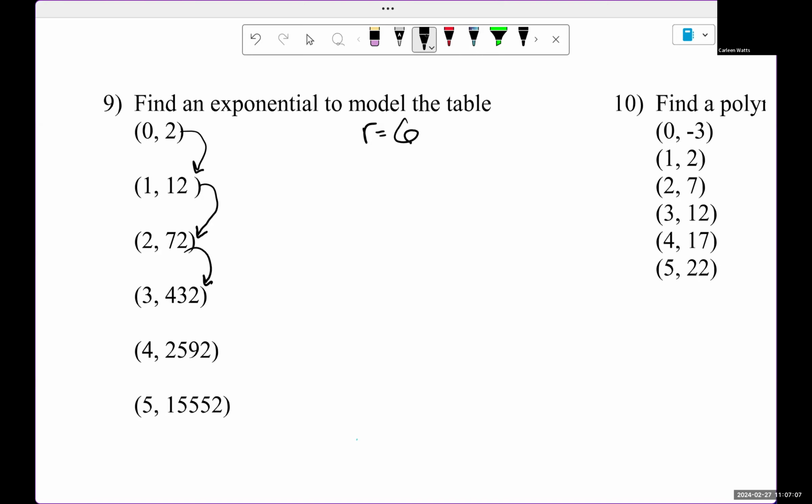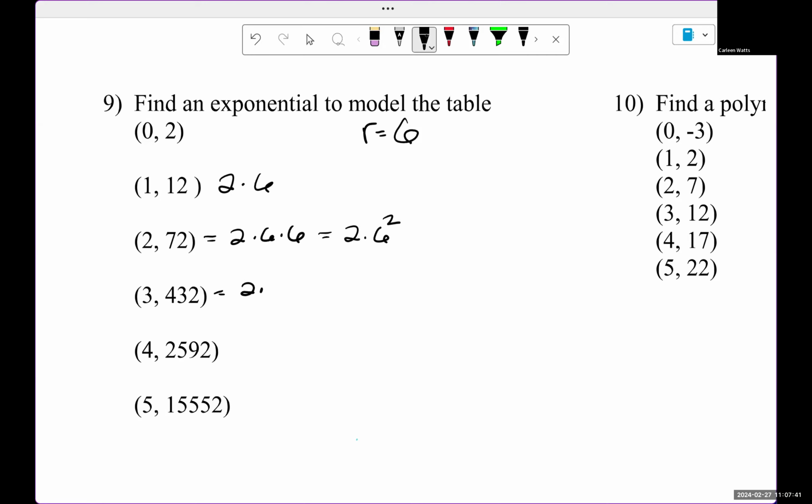Okay, so 6. So notice I begin with 2. So then it says 2 times 6. Then this is 2 times 6 times 6 again. So let's check that. 2 times 6 is 12. 12 times 6 is 72. Yeah. Okay, I'm going to write that 2 times 6 squared. Yeah. Are we good? Okay.